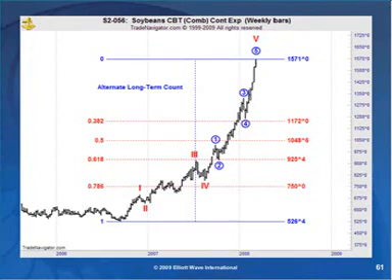But here's an interesting alternate count. We could also count this as 1, 2, 3, 4, an extended 5. Of this whole move, the 382 comes down to 1172, 50% comes down to 1048. That's on the continuation chart.